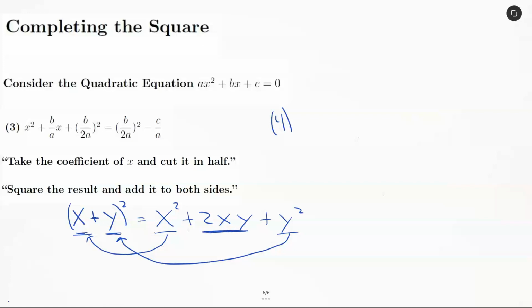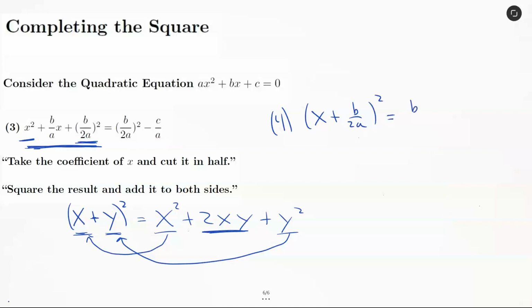Keep that in mind, because what I want to do here is write x squared plus b over a x plus b over 2a squared. I want to write that as a perfect square. So we write our parentheses, squared. The first term will be x plus what's inside the square of the second term, b over 2a. You want to memorize that.